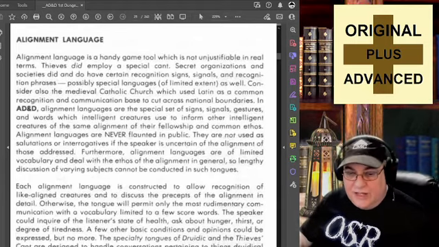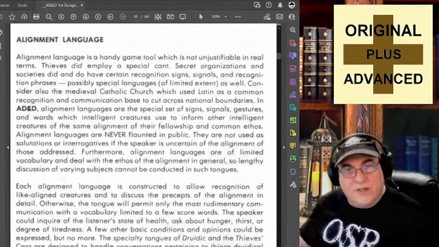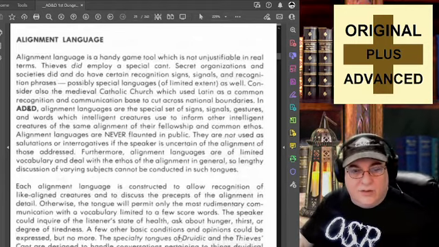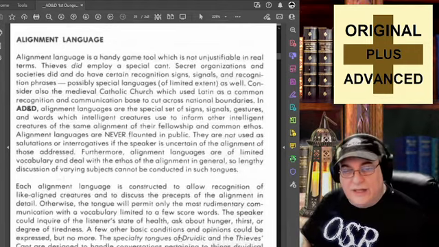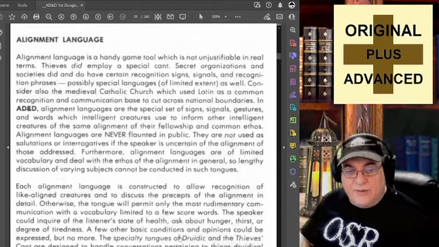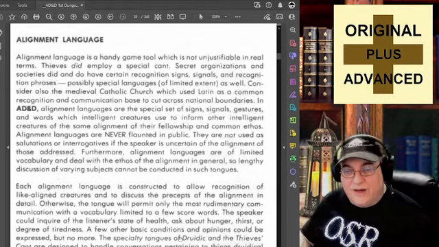I don't use alignment languages in my own games. They feel like a kind of forced conceit. I know they made sense in original Dungeons and Dragons when it was just law and chaos, more so than they did later on. To just have two overarching alignment languages was one thing. To have 9 separate languages and then thieves' cant on top of that or whatever.